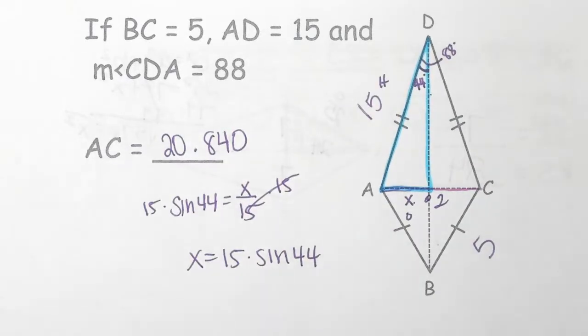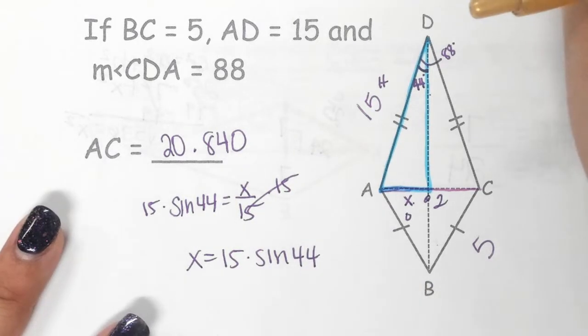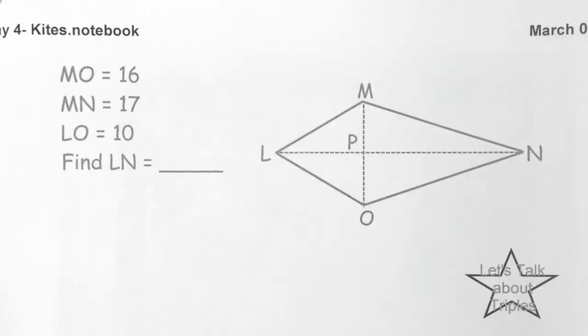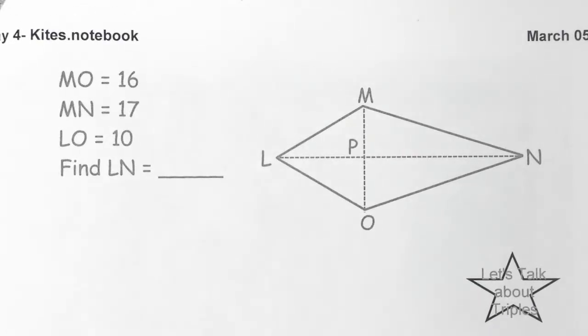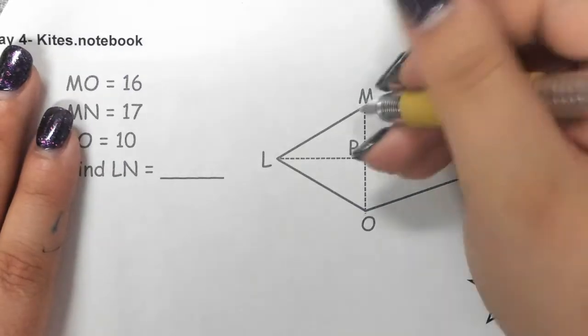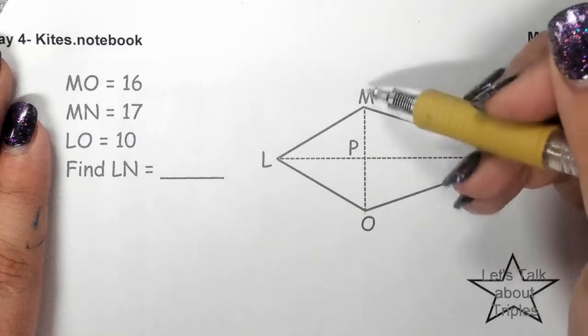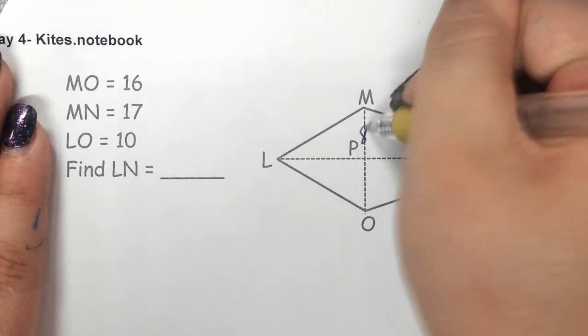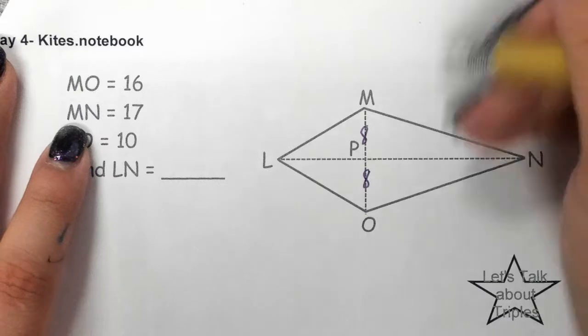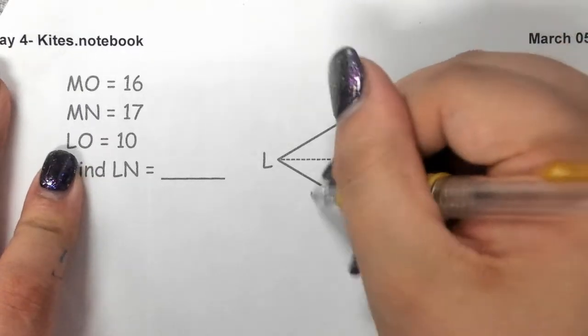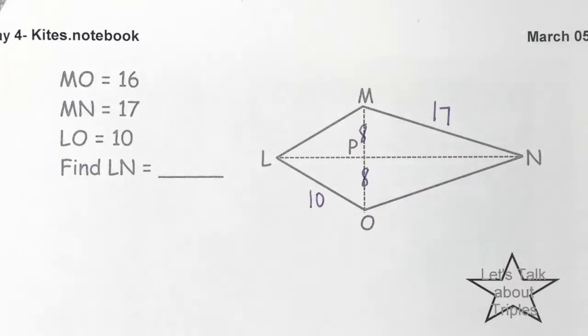Alright, ready for our last one? All of these are somewhere going to be test questions, but this next one, 100%, is on your quiz and or test. Please draw this. You need to know that MO is 16. If MO is 16, what can I do? I would rather write 8 and 8 than the whole thing is 16.